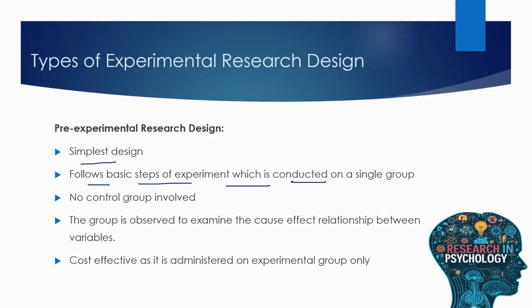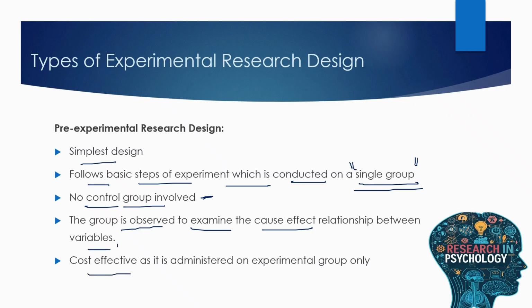Now this is the important part here. We have all the regular steps of an experiment. We have a research problem, we have a hypothesis, we test the hypothesis, we come to the result, we do statistical analysis and all of that. But all of this happens in a single group. Okay, there is no control group involved. This is a very important part. No control group in pre-experimental research design. The group is observed to examine the cause-effect relationship between variables.